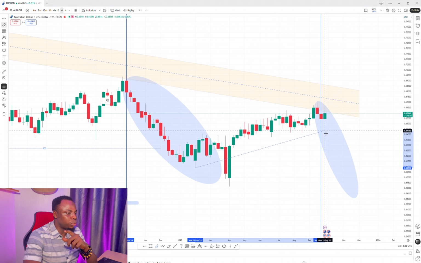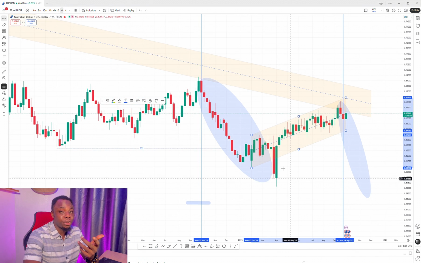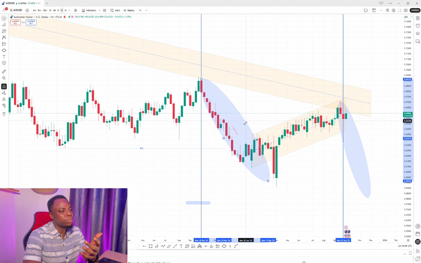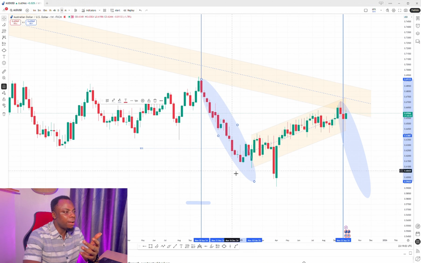Now, let me show you something here. All this movement to the upside has been a kind of correction. I call it correction because when the market was selling, we had a very fast movement to the downside compared to when the market is buying.